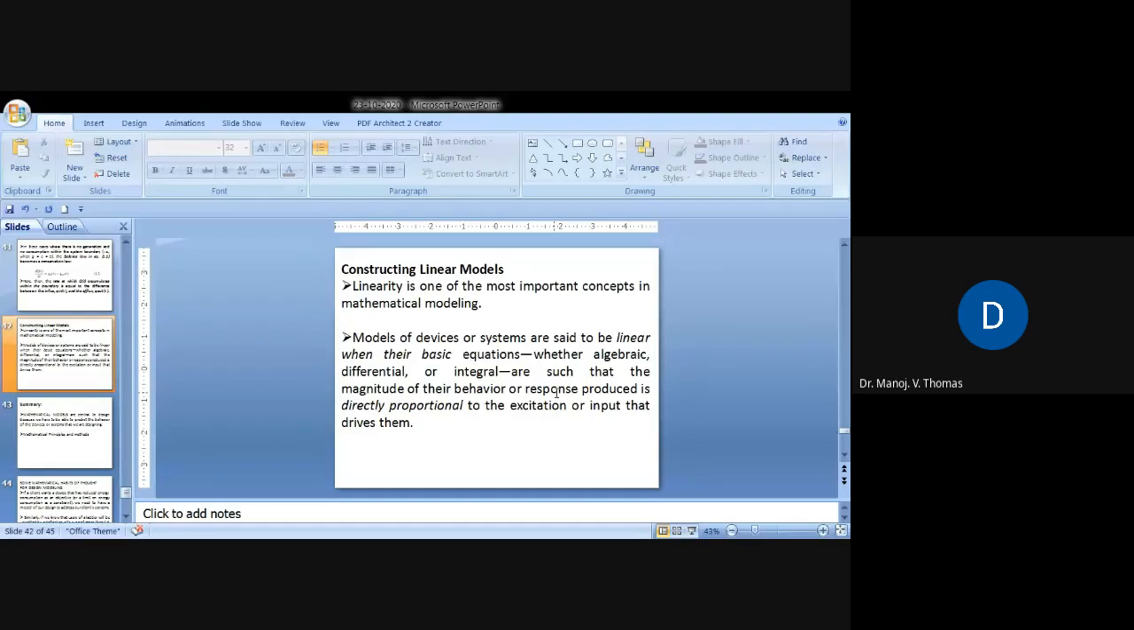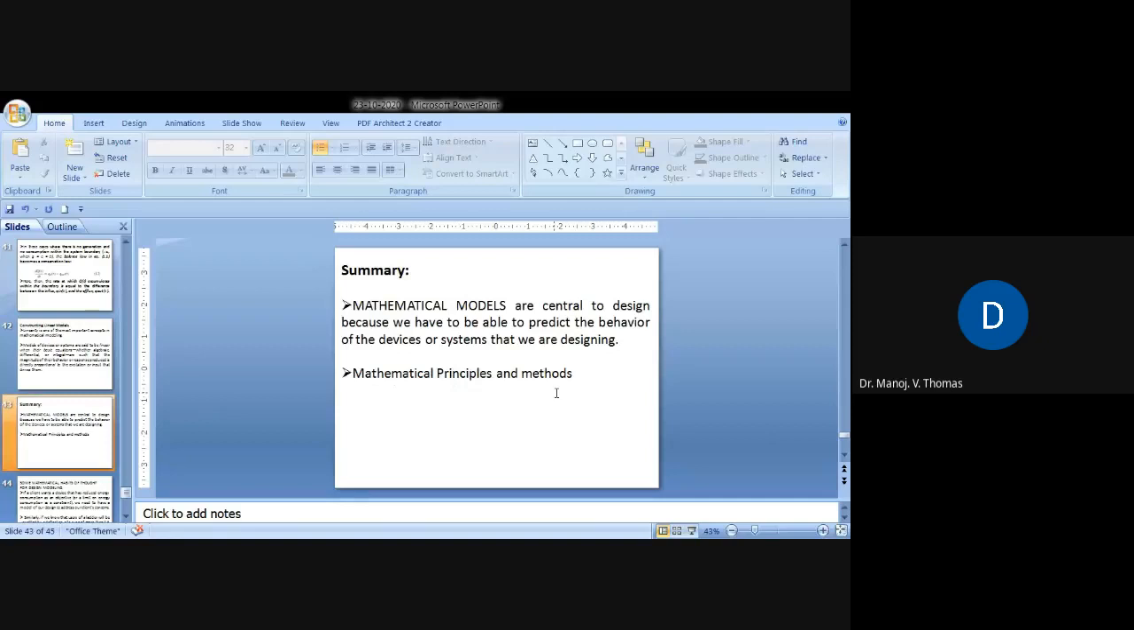So we have in fact been discussing mathematical models and mathematical principles. Mathematical models are central to design, because we have to be able to predict the behavior of the devices or systems that we are designing. And we have seen mathematical models, principles and methods. So I stop my class here.